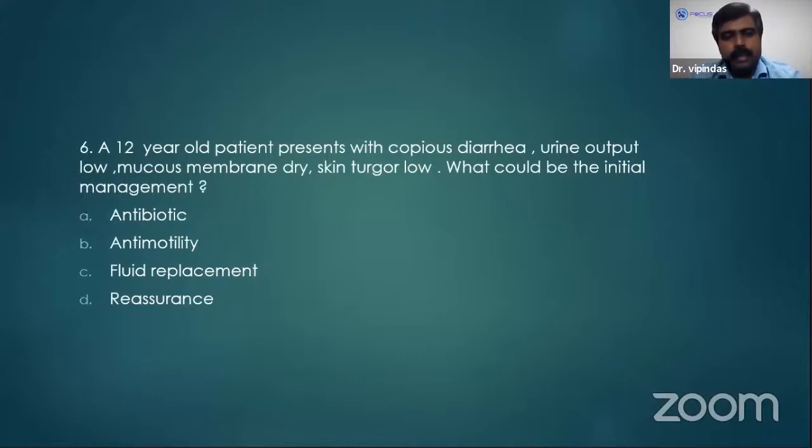So see, you have to read the entire thing. A 12-year-old patient presents with copious diarrhea, urine output is low, mucous membrane is dry, skin turgor is low. So what is the diagnosis? Yes, Dr. Revati, that is correct. That is dehydration. So how will you manage dehydration? That is fluid replacement. What are the options for fluid replacement? One is crystalloid and the other one is colloids.